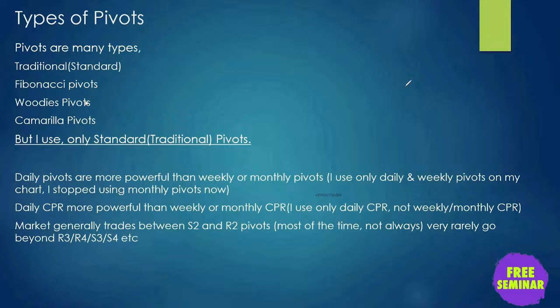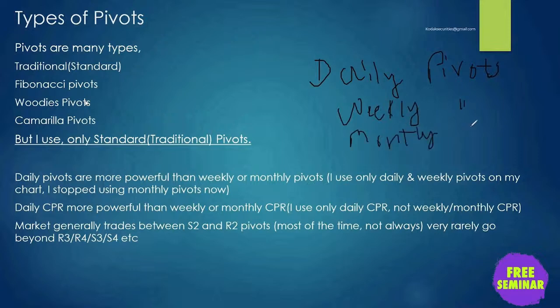Now let me tell you some secrets about the pivot points. What are those secrets? You know that there are daily pivots, there is a weekly pivot, there are monthly pivots, and you can even use a yearly pivot. You can use daily, weekly, monthly, yearly. But which is the most important pivot point? Is it daily, weekly, monthly, yearly?